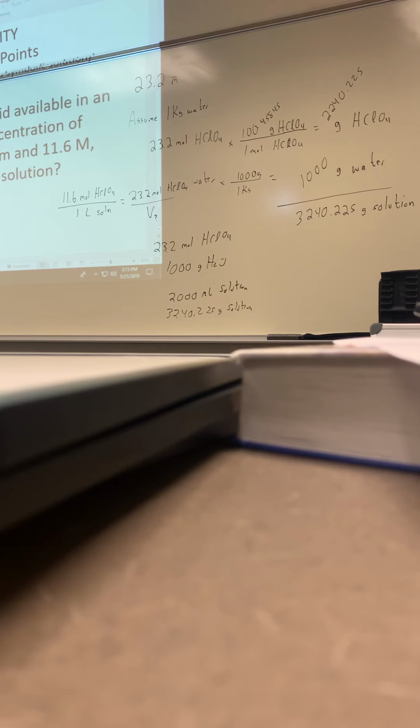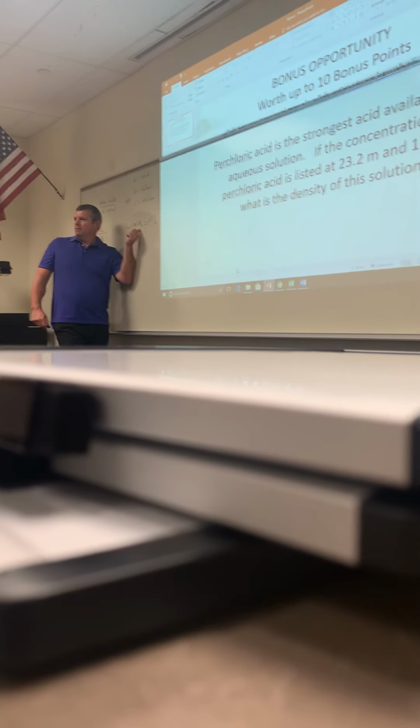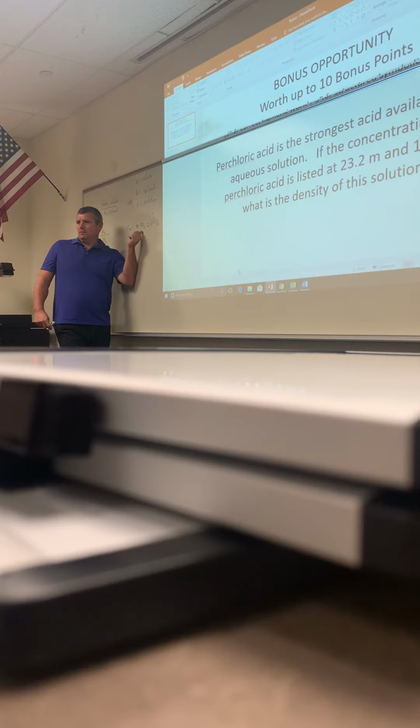And how would you get the density now? Mass of the solution divided by the volume of the solution. The 3,240 divided by the 2,000, and you're going to get 1.665 grams per milliliter. Does that make sense? We can do the same thing here symbolically. So over there, how did I get the mass of the water? You divided by 1 mL. 1 kilogram.